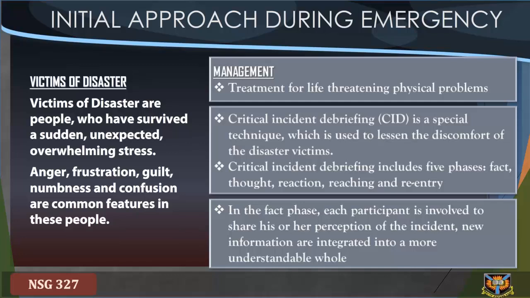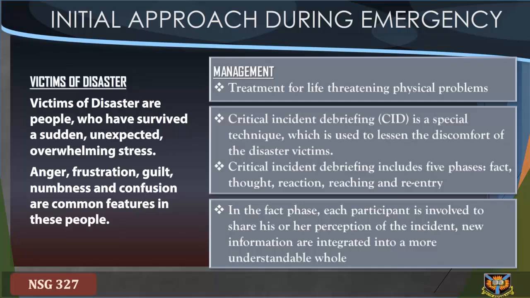2. Critical Incident Debriefing (CID) is a special technique which is used to lessen the discomfort of the disaster victims. 3. Critical Incident Debriefing includes 5 phases: fact, thought, reaction, reaching, and re-entry. 4. In the fact phase, each participant is involved to share his or her perception of the incident. New information is integrated into a more understandable whole.